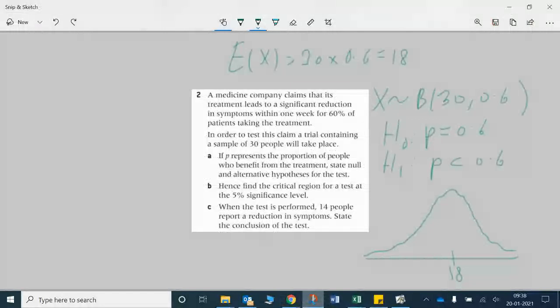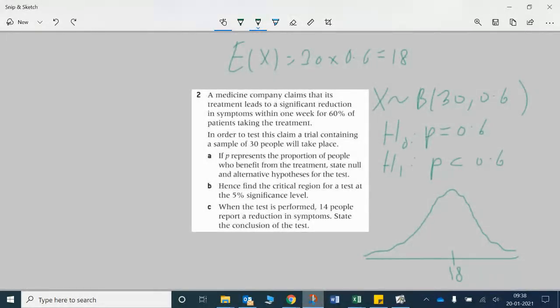So let's just have a look at what it says. It says a medicine company claims that its treatment leads to a significant reduction in symptoms within 1 week for 60% of patients taking the treatment. Okay, and then in order to test this claim, a trial containing a sample of 30 people will take place.